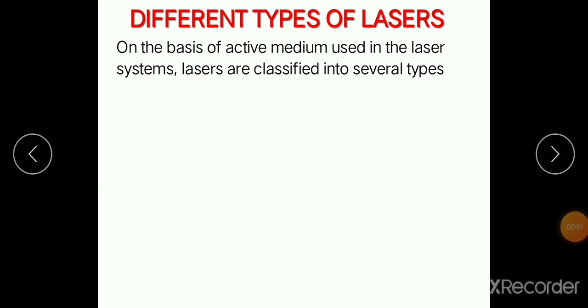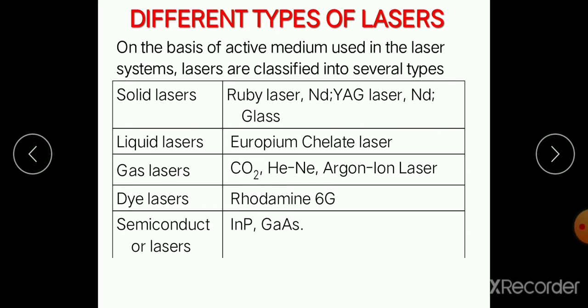On the basis of active medium used in the laser systems, lasers are classified into several types. The main types are solid lasers, for example ruby laser, Nd:YAG laser, Nd:glass laser, etc. Second type, liquid lasers, example europium chelate laser. Gas lasers, examples carbon dioxide laser, helium neon laser, argon ion lasers, etc. Dye laser, rhodamine 6G laser, and semiconductor lasers, examples indium phosphide laser, gallium arsenide lasers, etc.